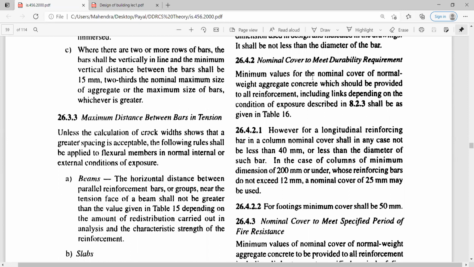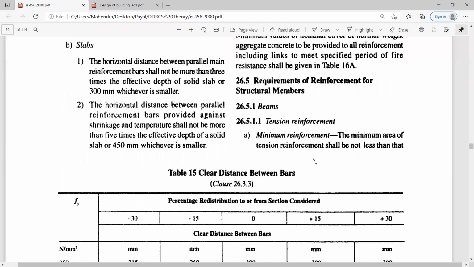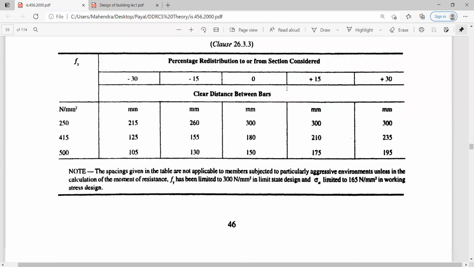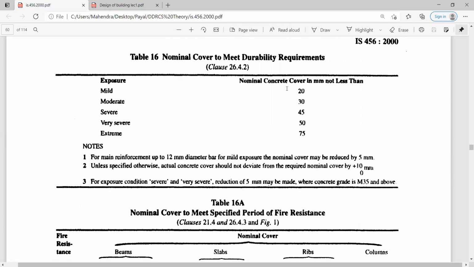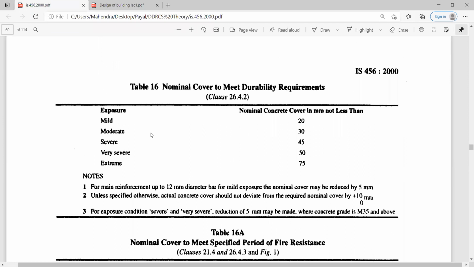Here, the minimum values for the nominal cover for the normal weight of the aggregate is from table number 16. See here, for the mild steel, the nominal concrete cover in mm is not less than 20. As we are going to use the mild steel, we will consider not less than 20. And for the main reinforcement, that is for up to 12 millimeter diameter bar, for mild steel exposure, the nominal cover may be reduced by 5 mm.